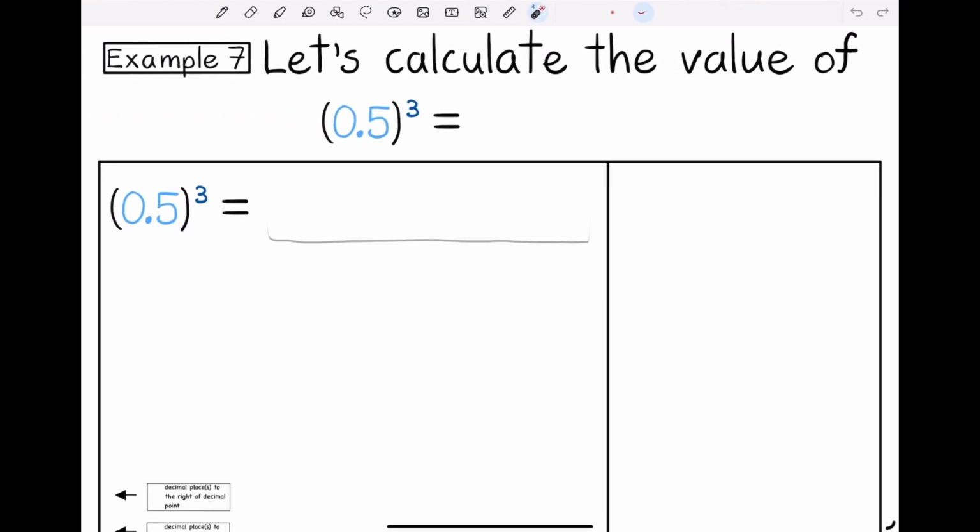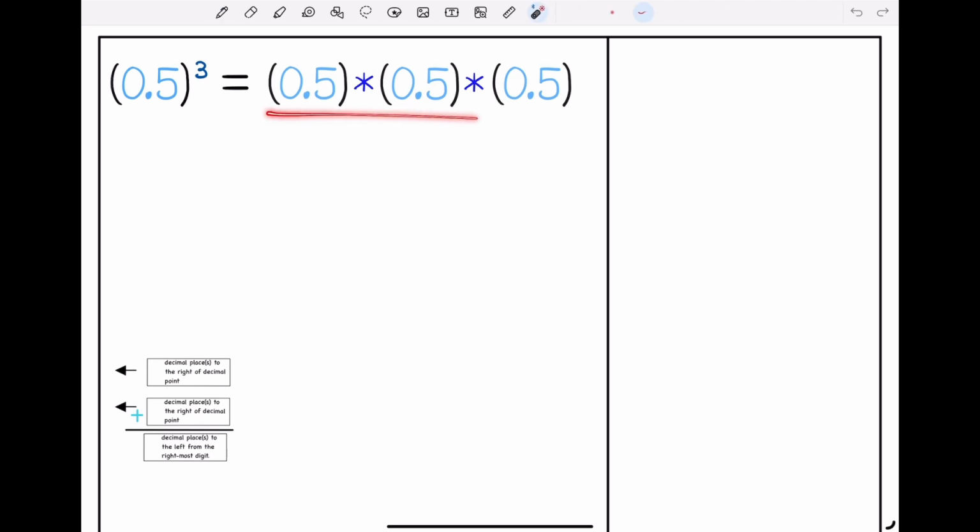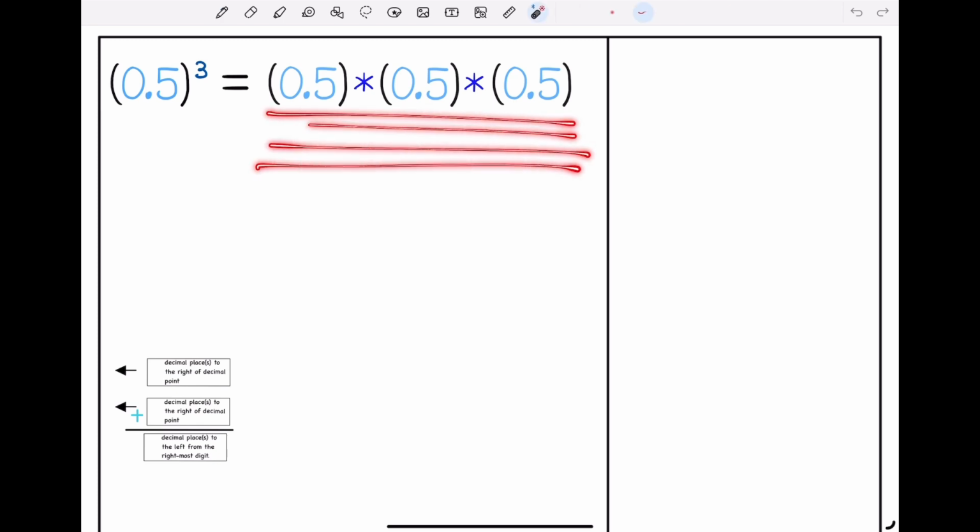Let's calculate the value of 0.5 to the third power, and let's expand this expression as our first step. Since our base is 0.5 and our exponent is 3, that means we're going to multiply 3 0.5s together. So after we expand, it'll look something like this. And now we have 3 decimals to multiply together.